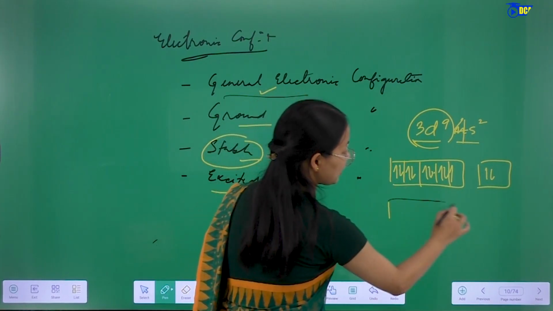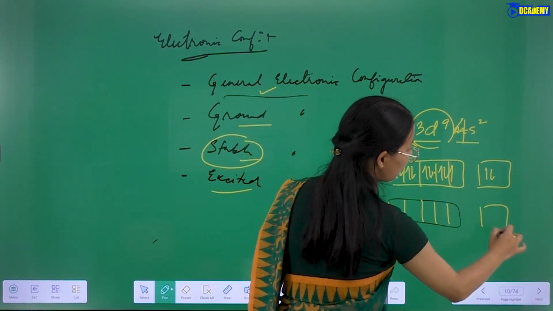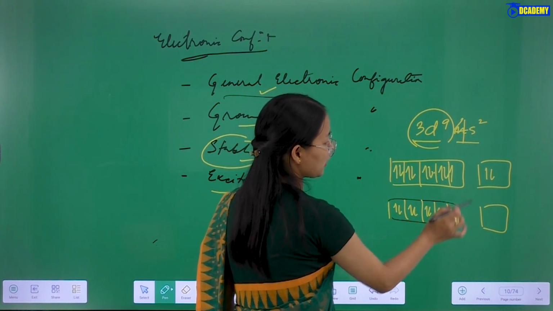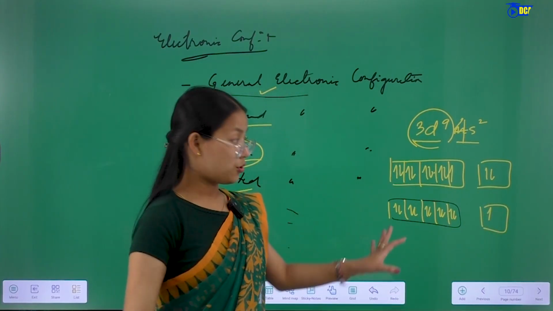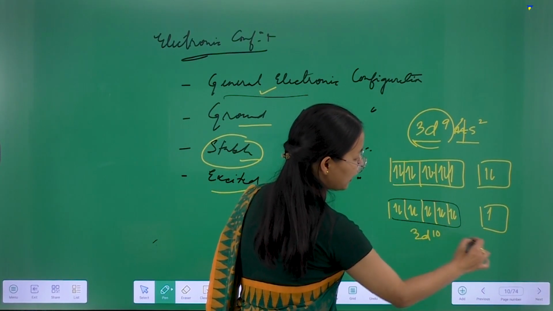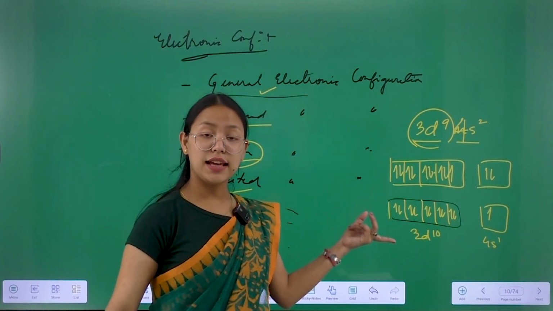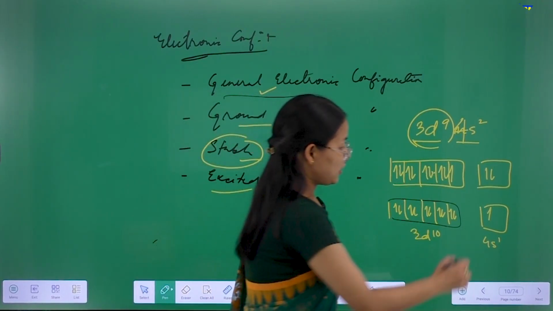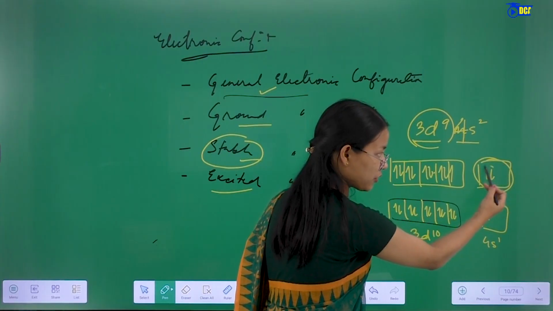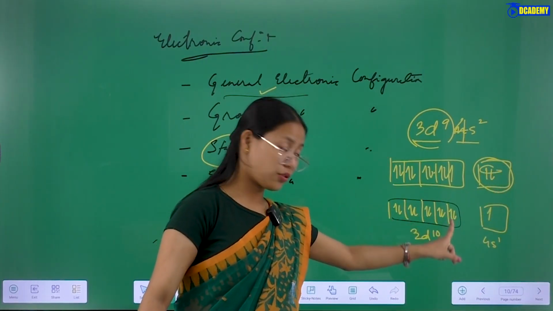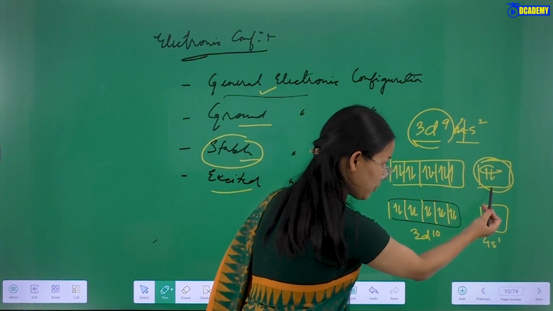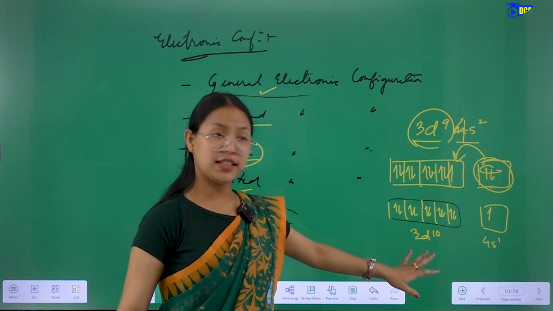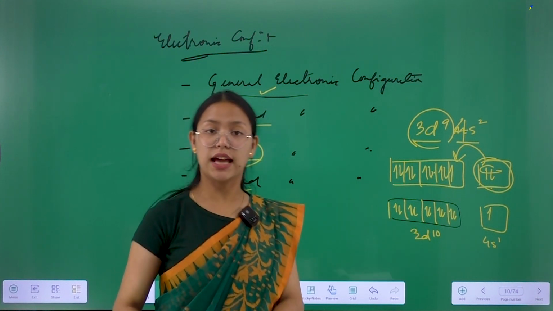Stable electronic configuration: 1, 2, 3, 4, 5, 6, 7, 8, 9, 10 electrons, that is 3d10 4s1. It is known as the stable electronic configuration. When an electron is transferred from one orbital to another, it is known as the excited electronic configuration.